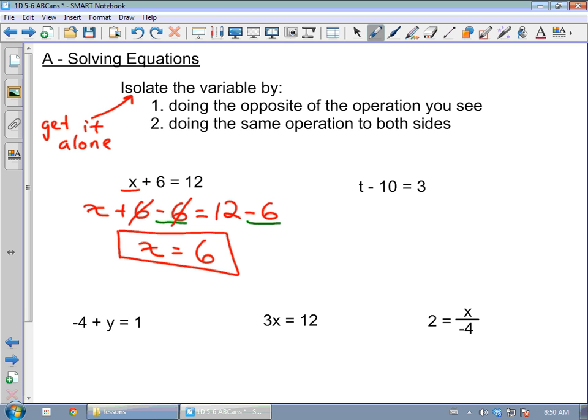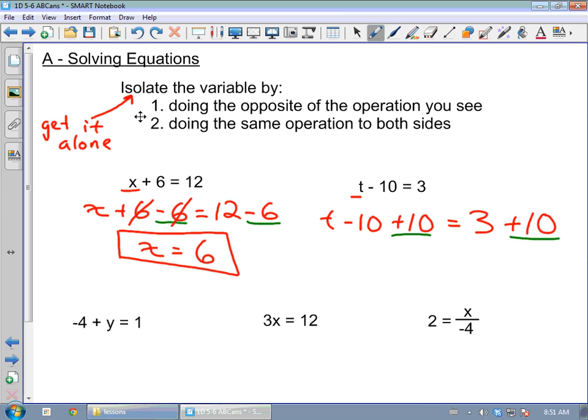So let's take a look at the next one here. We've got t minus 10 equals 3. Our variable is t here. What do we see being done to our t on the left-hand side of the equation? What operation do we see? Nicole? We are subtracting 10. So what's the opposite of subtracting 10? Nicole? Adding 10. So we're going to add 10 to both sides. So I take my t minus 10, and I add 10. Then on the other side, I've still got my 3, but I'm going to add 10 over there as well. So I've done the same thing to both sides.